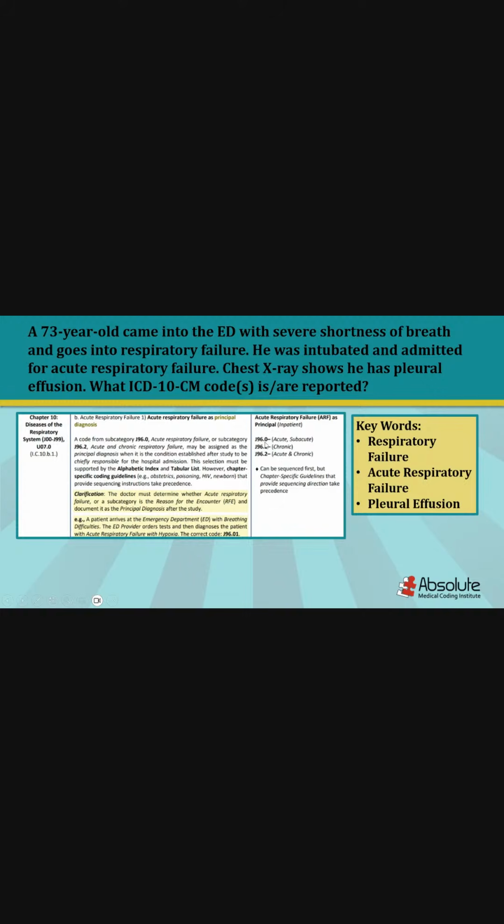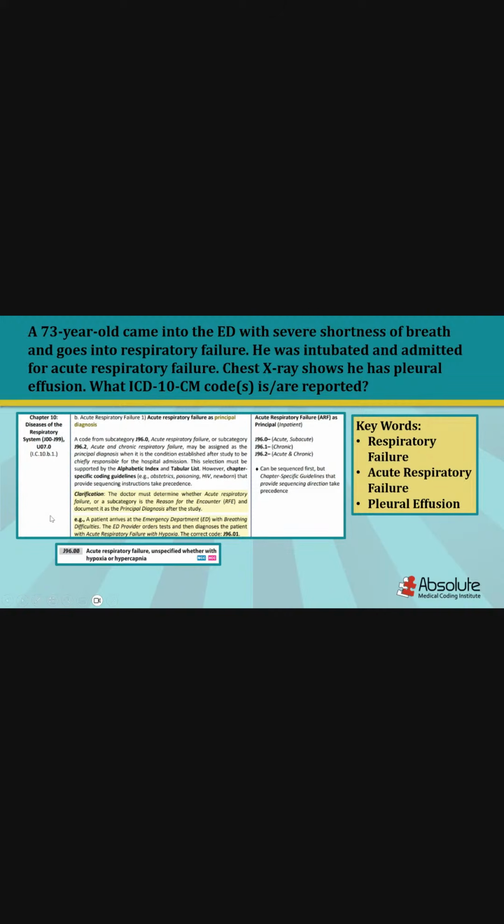So we see our J96.0 is acute or subacute, our J96.1 is chronic, and then J96.2 acute and chronic. There was no mention of chronic, so right here it definitely says the doctor must determine whether acute respiratory failure is the reason for encounter. So it says right here, admitted for acute respiratory failure. So that would determine it being the principal diagnosis. Again, on this right-hand side, we see that it is specifically acute respiratory failure. So that is why we're picking our code J96.00.